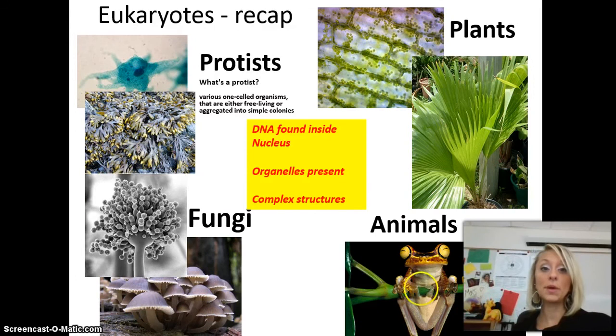Eukaryotic cell recap. Protists, plants, animals, and fungi are all organisms that have eukaryotic cells. Now remember, there is DNA, but that DNA is found enclosed in a nucleus, and a nucleus is an organelle. And also that eukaryotic cells are considered to be complex because they have organelles.